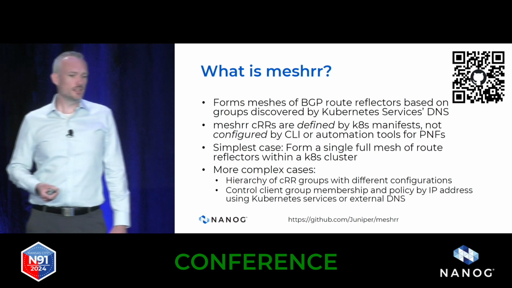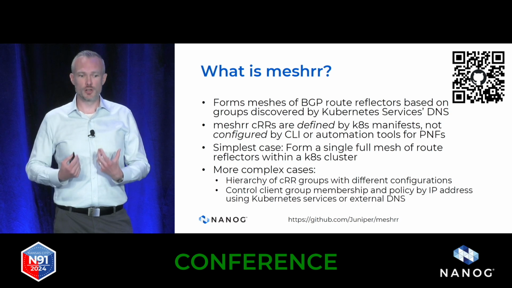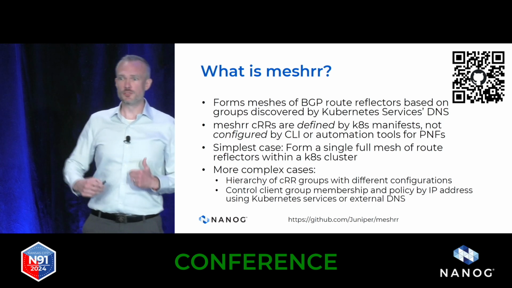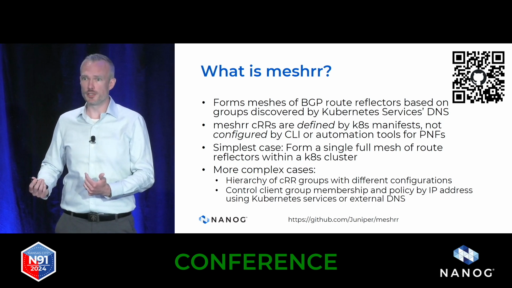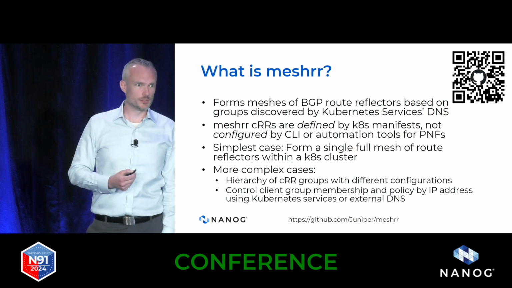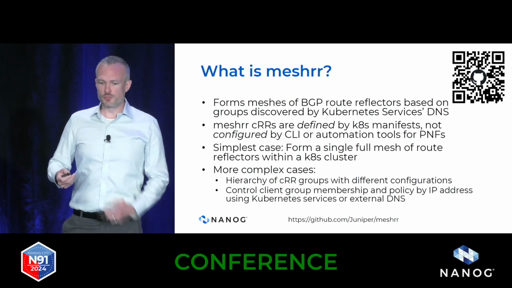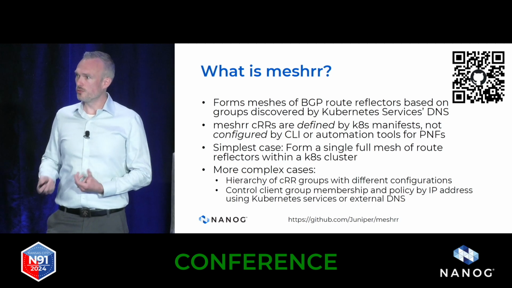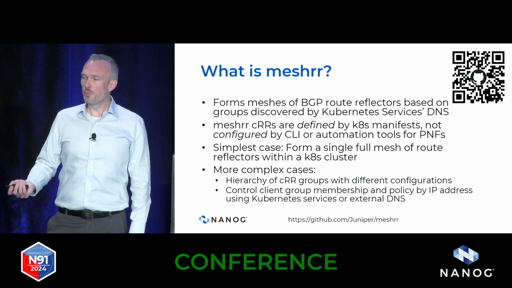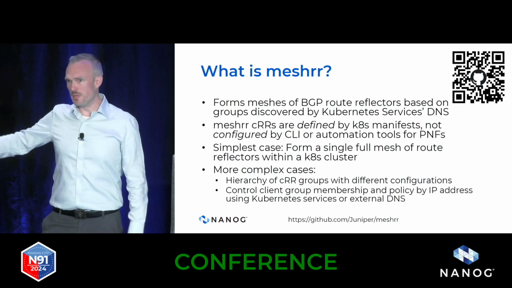It doesn't require me to use automation tools that I normally would use for my physical network functions. In the simplest case, a meshrr deployment is going to form a single full mesh of route reflectors within a K8s cluster. This is the basic building block that I use, and I can use this to build out hierarchies so that I can construct more complex route reflector topologies. I can then use DNS, either external or defined by Kubernetes services manually, to inform the route reflectors of group membership for BGP groups, maybe in the outside world.